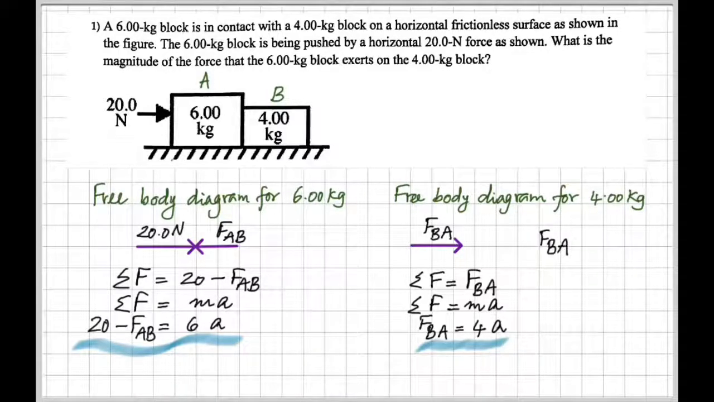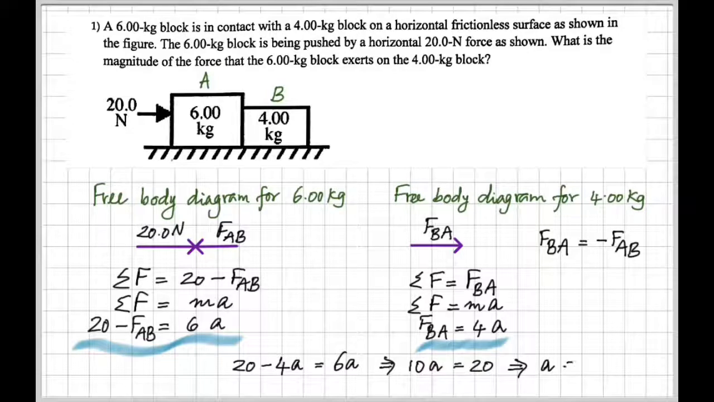Now we have two equations, and we need to know that FBA and FAB are action and reaction, so they are equal and opposite. And since we got FBA as 4A, we can simply substitute the value here as negative 4A, because FBA is negative FAB, right? So negative 4A. That gives us the acceleration as 2 meters per second squared.